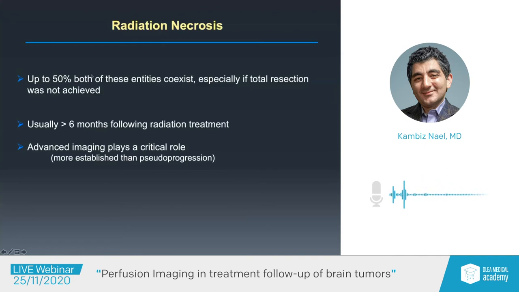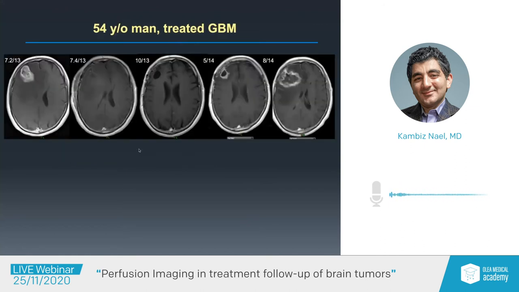The role of advanced imaging in diagnosis of radiation necrosis is more established in comparison to pseudo-progression. So for pseudo-progression, as I said, in our experience, at least the trend of imaging biomarkers is helpful. But for radiation necrosis, there has been a significant amount of literature showing that advanced imaging can be helpful in order to differentiate the two, with different threshold methodologies that have been reported. I'm just going to share our experience of how we do this image analysis.